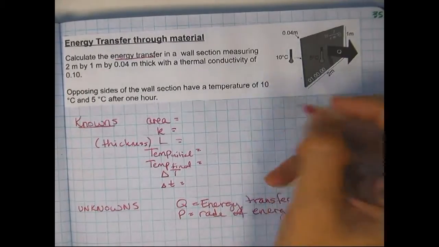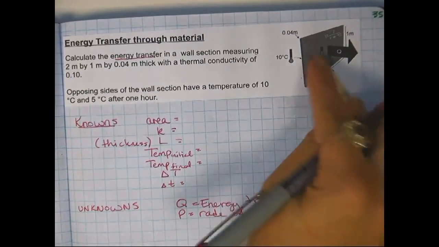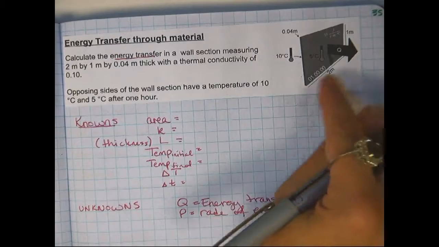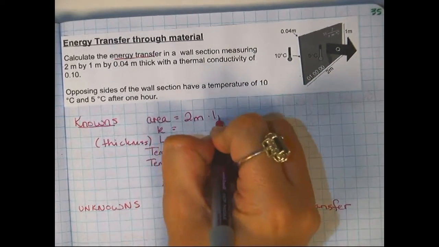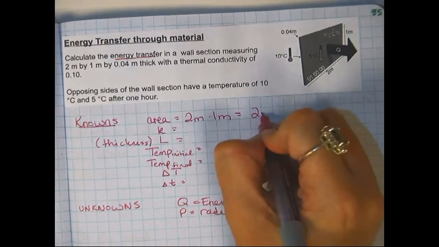So first of all, we have the area of our figure over here. Well, it's a square shape, and we know area is length times width. So our area is going to be 2 meters times 1 meter, which is 2 meters squared.